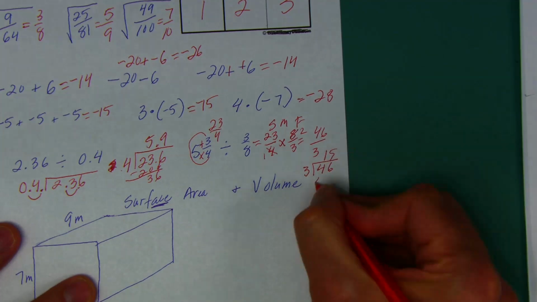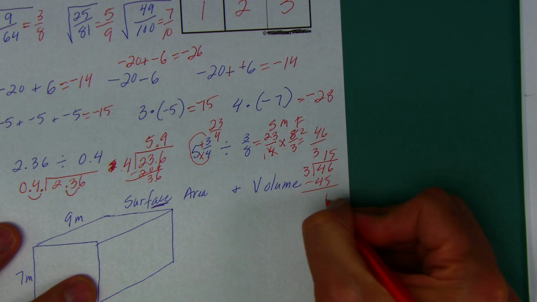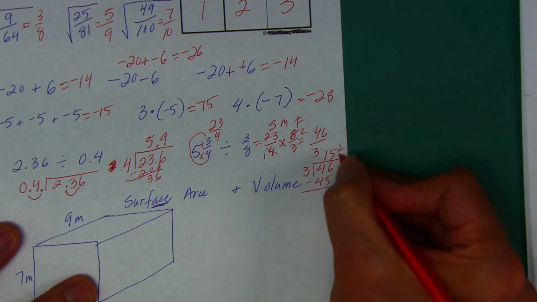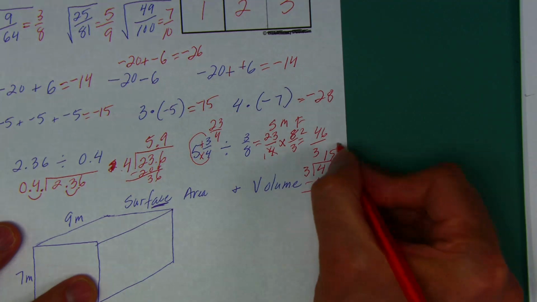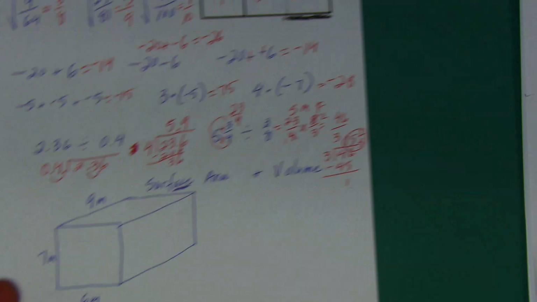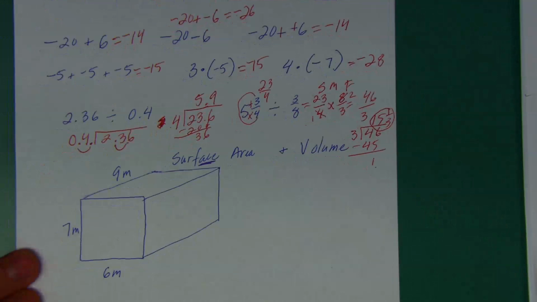So I'm just going to put 15 there, 45, and my remainder goes on top, my divisor on the bottom. 15 1/3 is your answer. Okay? All right, last 2 problems.